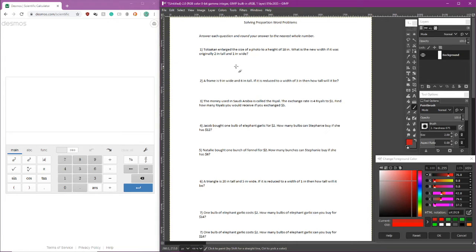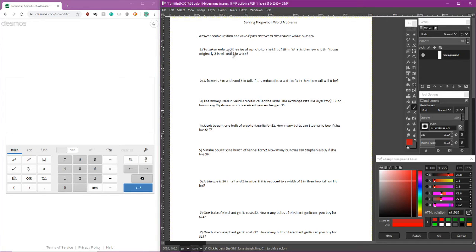We're going to start with a little review. We'll look at some proportions where we left off last time. Number one, Totsakan enlarged the size of a photo to a height of 18 inches. What is the new width if it was originally 2 inches tall and 1 inch wide?